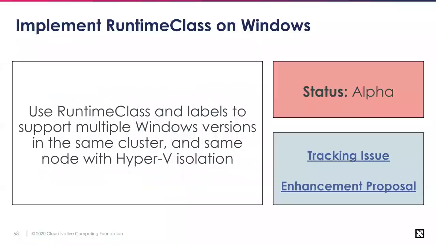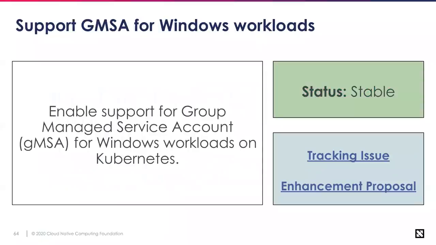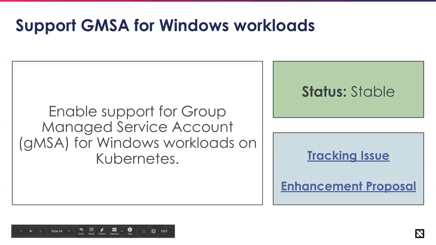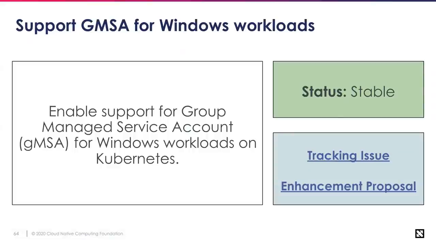The next one, implementing runtime class on Windows. This one can be used to make it easier to schedule pods onto appropriate nodes based on the OS, the version of the OS, CPU architecture, and any other information that you have around. With Hyper-V available, Windows can run containers on multiple Windows operating system versions, and Linux containers might be able to do this in the future as well. This enhancement is going to document the process of controlling these features through runtime class, and will add new fields to the pod API, changing the current behavior of the Kubernetes scheduler. And the next one is support of GMSA for Windows workloads.